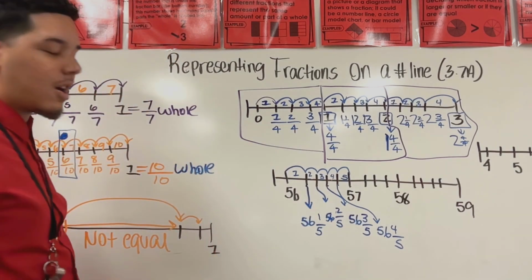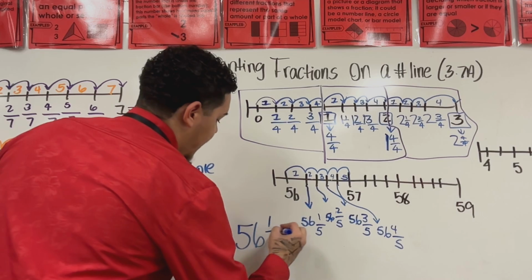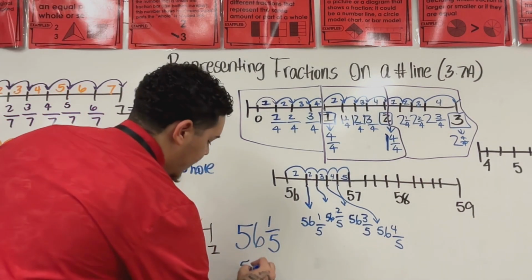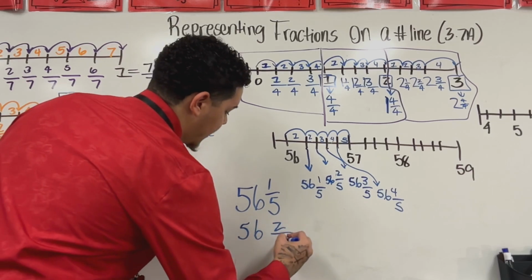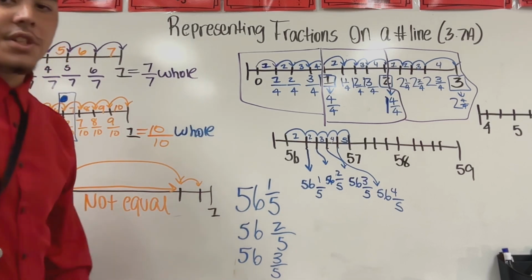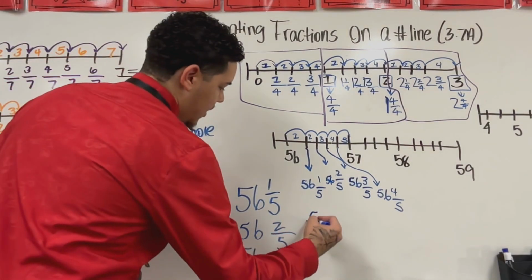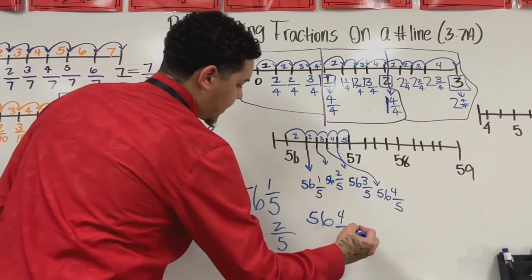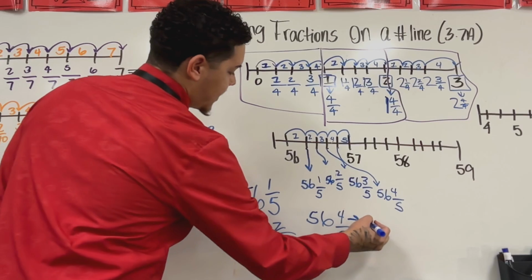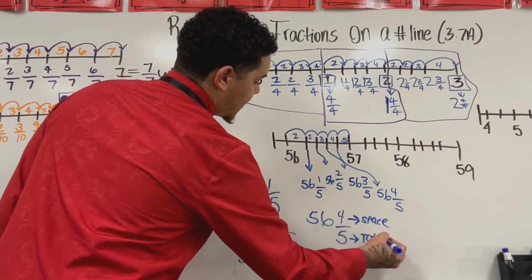All right, so when we talk about a whole number like this, 56, and we'll take 1/5, you're just going to go to the next number. So next it will be 56 and 2/5, 56 and 3/5. You're just continuing to go to the next number. What will come next? 56 and 4/5. All right. So what this represents is this is the 4th space out of the total amount of spaces.